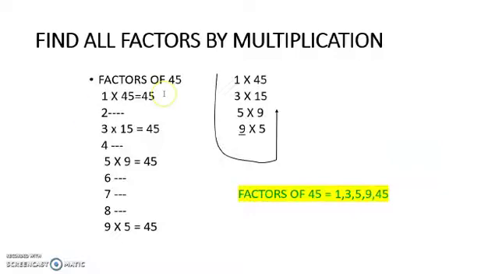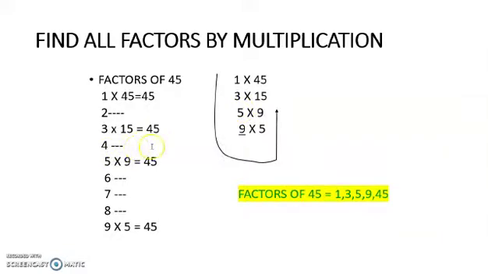Now let me give you an example of finding factor for 45. So as I said, we will always start from 1 and leave the number which is not a factor of this 45. So let us start. 1 into 45 will get 45, so we have written it here. 2 is not a factor, so we have left it. Then 3 into 15 is 45, so we have written it here again.